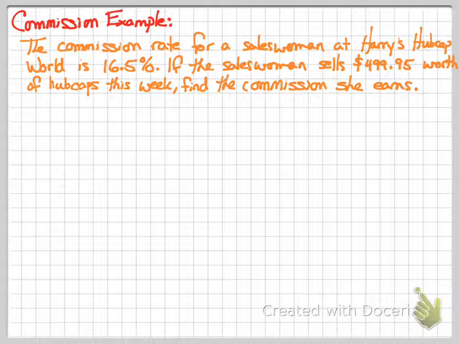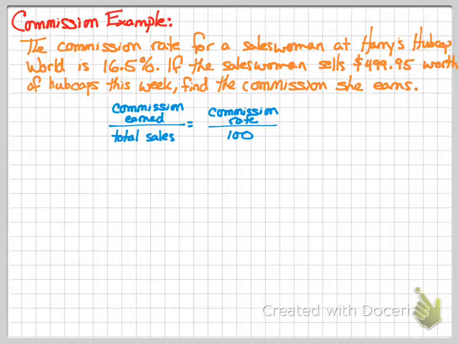The commission rate for a saleswoman at Harry's Hubcap World is 16.5%. If the saleswoman sells $499.95 worth of hubcaps this week, find the commission she earns. Take a moment and think about where everything will go. Is that $499.95 the whole amount? Or the commission she earns? Is that 16.5% representative of the commission she earns or the whole amount?